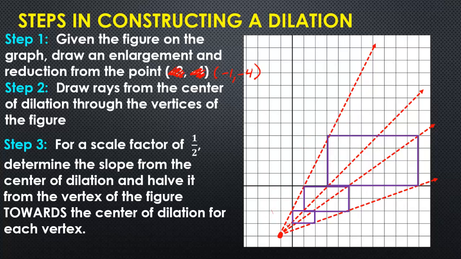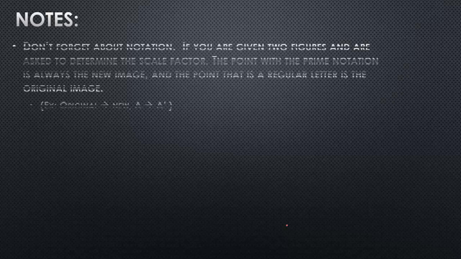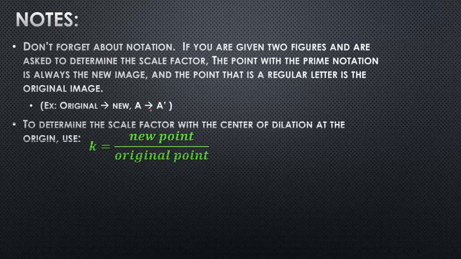All right. And the thing is, remember, you're moving towards the center of dilation, so having these rays in will really help. All right, and that's about it. We are going to do some problems more closely related to what is going to be on the test, but a couple of things. Don't forget about your notation. If you're already given the two figures and are asked to determine the scale factor, make sure you're moving from the point that doesn't have the prime notation, like this one, to the new figure, which is this one. That'll help you determine if it's an enlargement or reduction. So you've got to remember that prime notation.